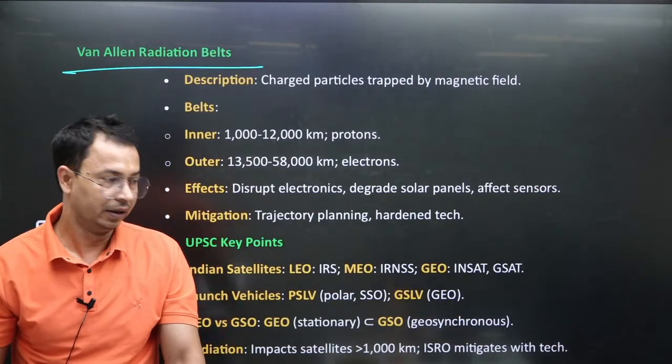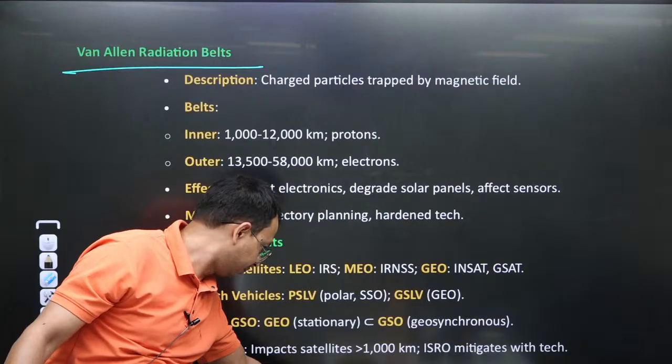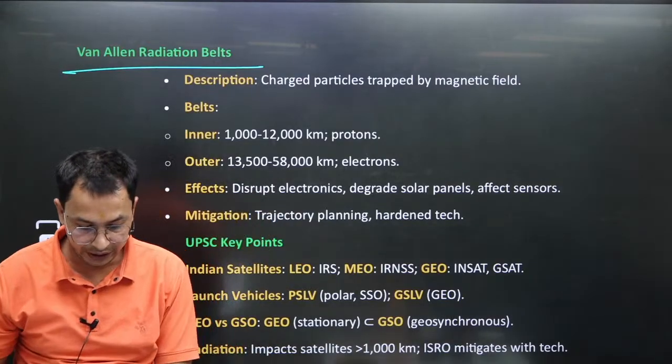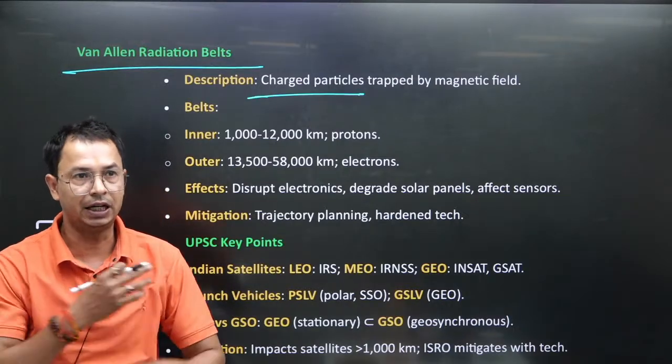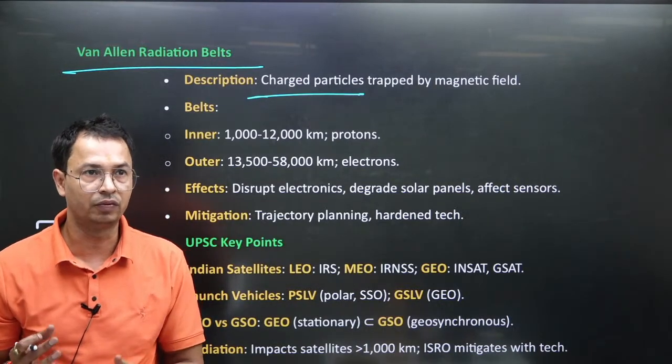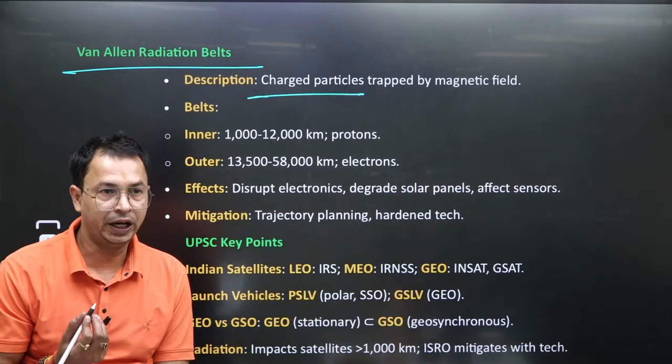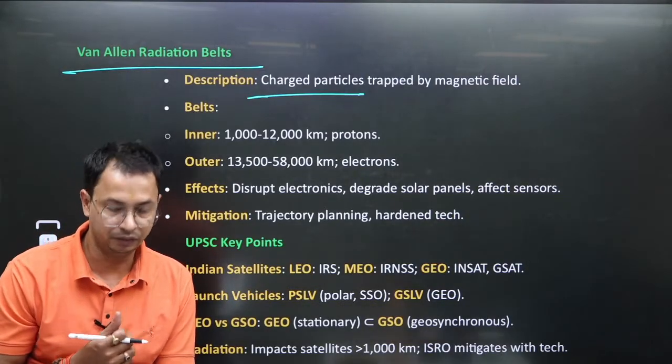Then we have the Van Allen radiation belt. What is this Van Allen radiation belt? In the Van Allen radiation belt, we have charged particles. These charged particles are trapped in the magnetic field of the Earth, and we have the two spheres of the Van Allen radiation belt.